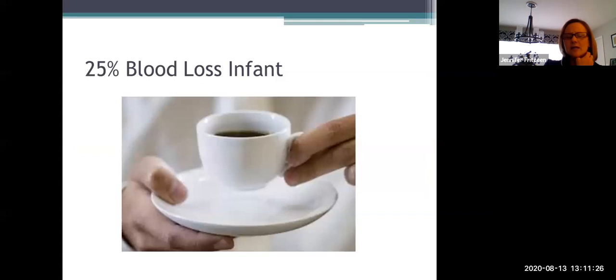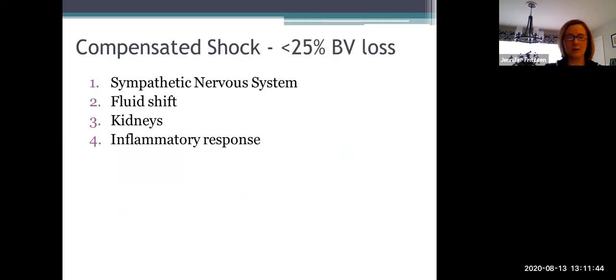Now, if I have an infant and they're going to lose 25% of their total blood volume and not compensate anymore, that's starting to get bad. It's not going to make a big mess on the floor because it's only about 30 mL. It's not even a full cup of coffee that I'm going to dump over. And so we can't rely on just eyeballing the blood loss.